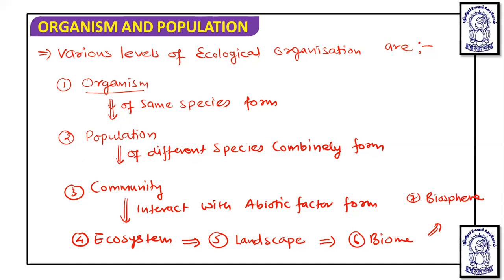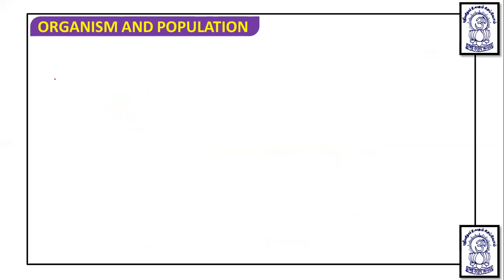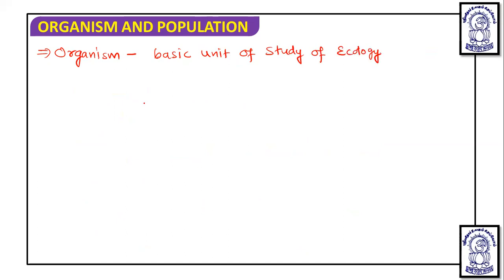Okay, so these are the levels of organization. If you want to understand each and every one, first we are going to talk about the organism. So dear student, the organism is the basic unit of study of ecology.